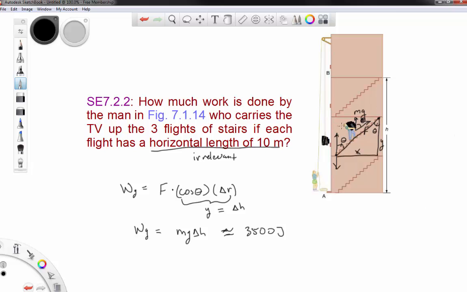So he actually does the same amount of work in carrying this television up all these flights of stairs as she does, assuming that he's not losing energy due to friction, that kind of thing. If you have to take friction into account, then he's doing a different amount of work, but the net amount of work done to the television set is going to be the same as with this woman who lifts it up here and places it on this floor.